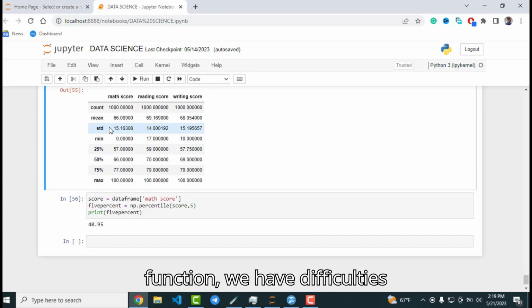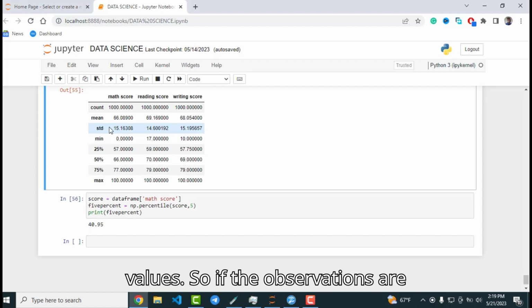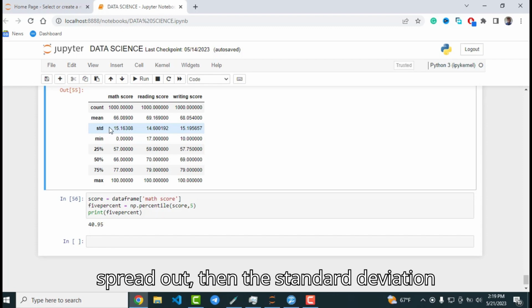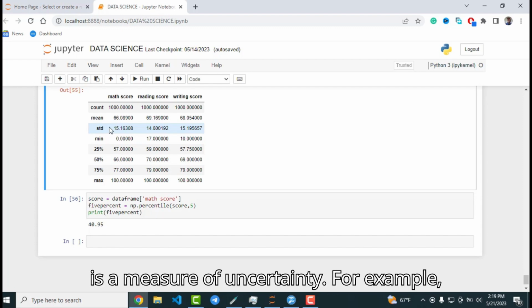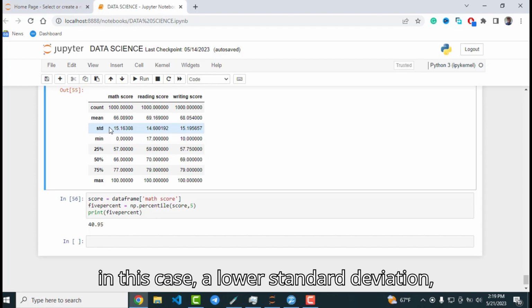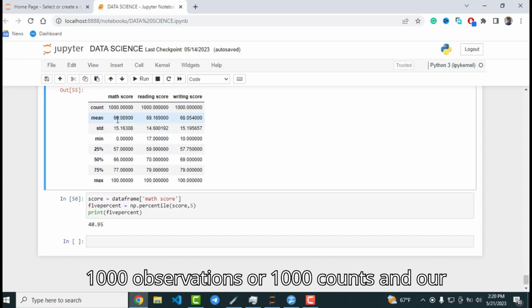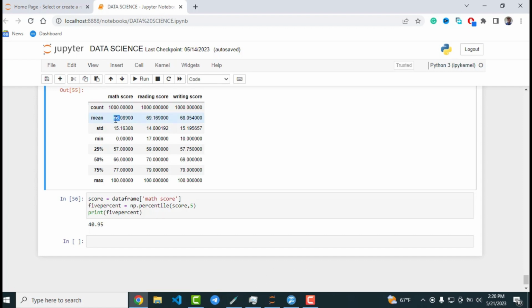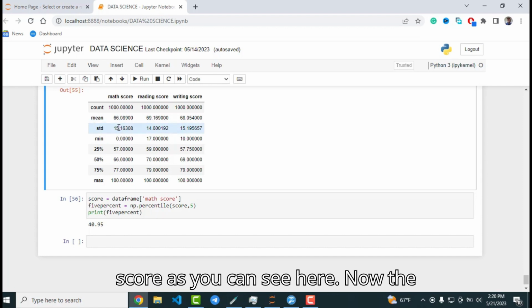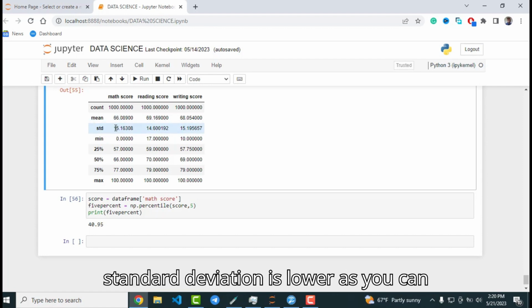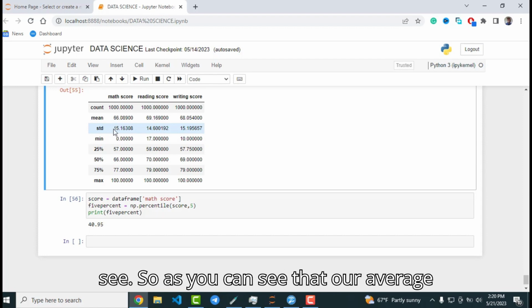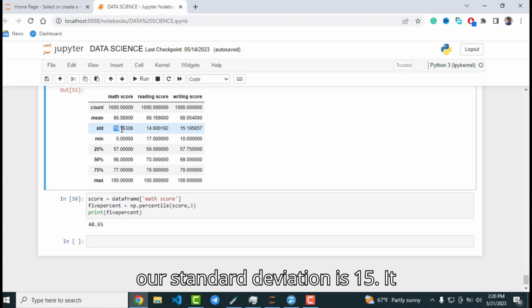In mathematics functions, we have difficulties in predicting the values precisely. So if the observations are spread out, then the standard deviation is a measure of uncertainty. For example, in this case, we have a lower standard deviation. We have 1,000 observations or 1,000 counts, and our mean is a 66 score, as you can see here. Now, the standard deviation is lower.